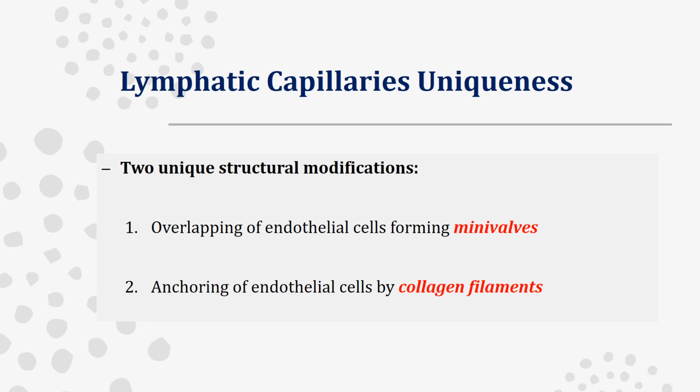This pattern is something like your rooftop. If you look at a house, the roof tiles are arranged one on top of another, overlapping each other. It's something like that, the overlapping pattern of the endothelial cells that uniquely produces these mini valves. And the second feature of your lymphatic capillary that makes it unique is these collagen filaments that anchor all these cells to the surrounding tissues, so that it prevents the cells from collapsing when there are changes in pressure due to the interstitial fluid coming in and out.